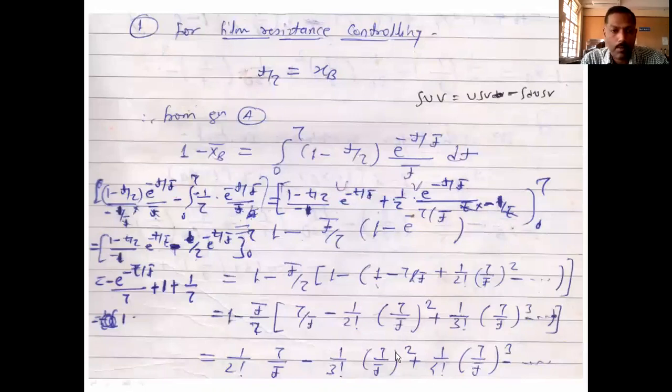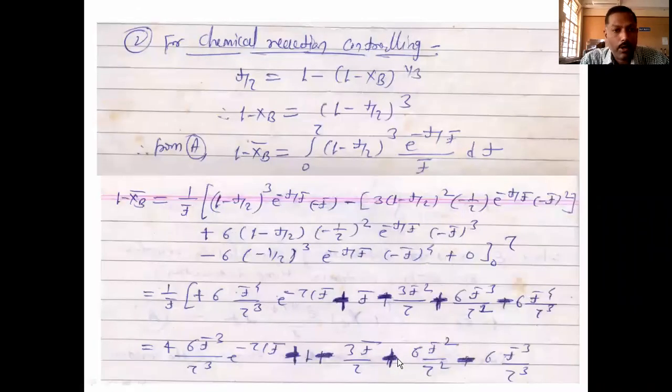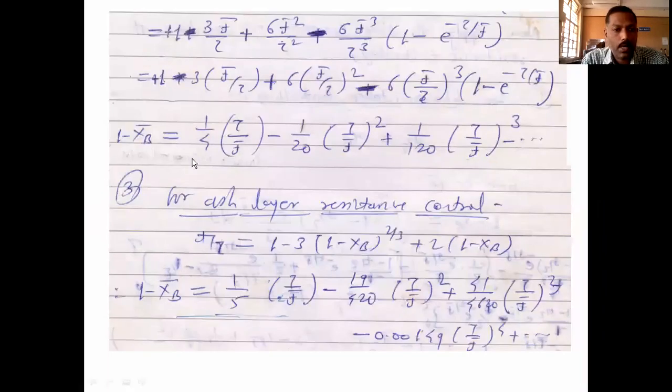So remember this equation for the gas stream controlling step, at least up to the square term. 1 minus xb bar for gas stream controlling step is equal to 1 upon 2 factorial tau upon t bar minus 1 upon 3 factorial (tau upon t bar)^2. And for chemical reaction controlling, 1 minus xb bar equals 1 by 4 tau upon t bar minus 1 upon 20 (tau upon t bar)^2. Up to the square term you can remember it.